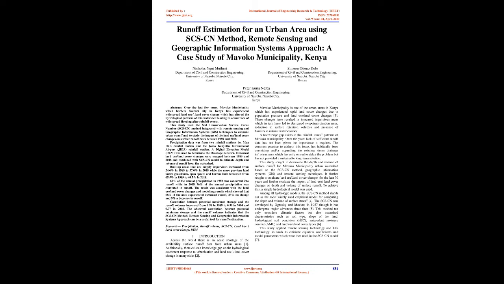Precipitation data was from 2 rainfall stations, i.e. Mua Hills Rainfall Station and the Jomo Kenyatta International Airport, JKIA, Rainfall Station. A digital elevation model, DEM, was used to determine the drainage network. Historical land use/land cover changes were mapped between 1989 and 2018 and combined with SCS-CN model to estimate depth and volume of runoff from the watershed.